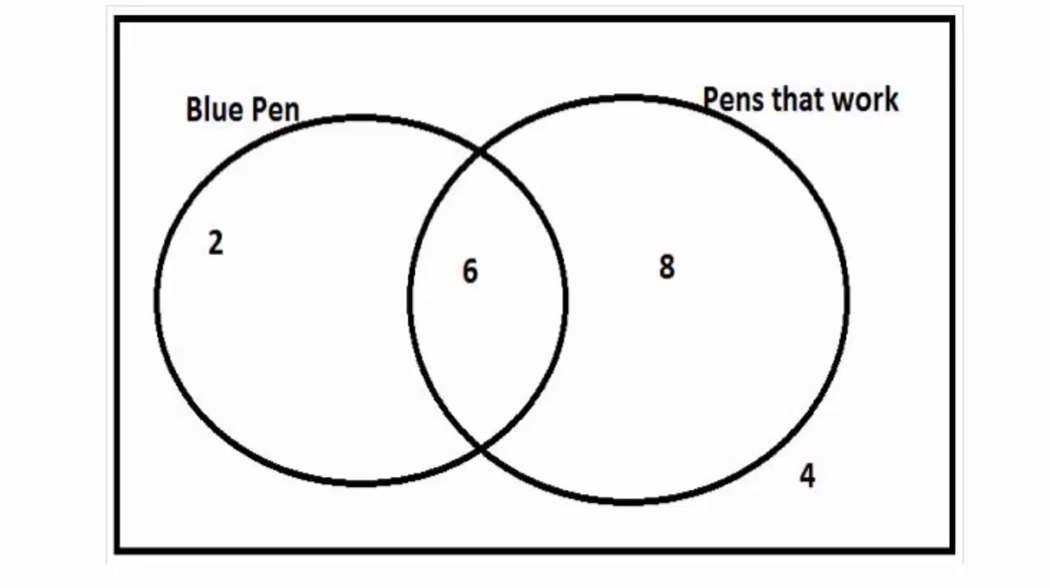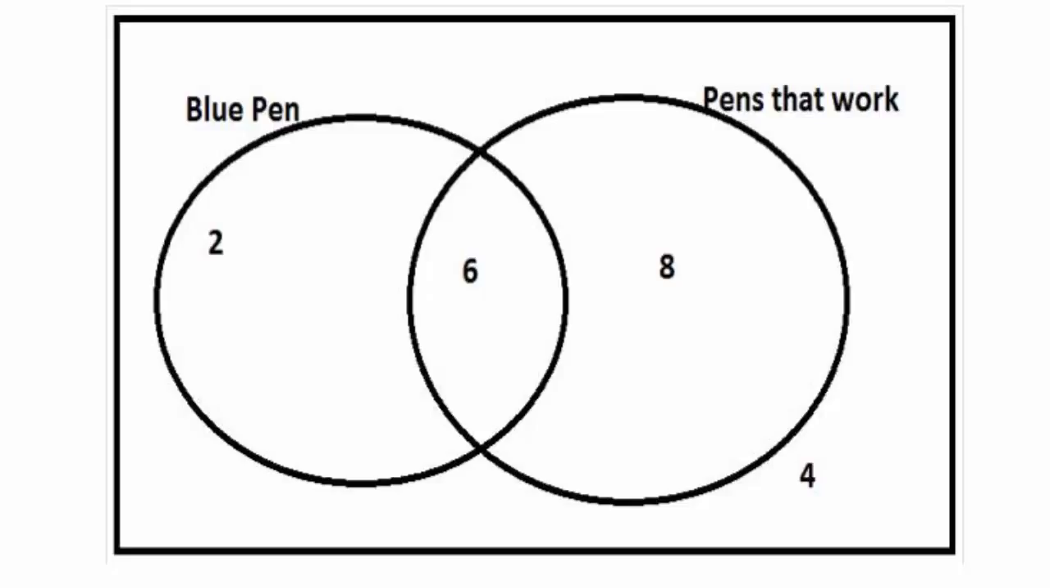We've now got 4 regions on our diagram, and each one of those 4 regions represents something. Blue pens working, well, that's the intersection. Blue pens not working, that's the region on the left. Red pens that work, that's the region in the circle on the right. And finally, outside the 2 circles is red pens that don't work. I hope that makes sense.